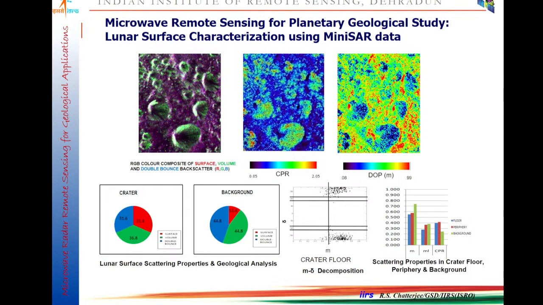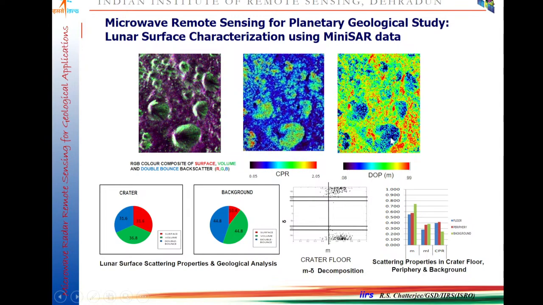Then we have decomposed this polarimetric SAR. This is hybrid polarimetric SAR or compact polarimetric SAR. We have decomposed, and by decomposition we can see what the scattering process is, what the degree of polarization is, and based on that we can infer that in the deep crater, that is the permanently shadowed crater, if you see, a lot of diffuse scattering is taking place where the CPR value is high, okay, and based on the scattering processes we can infer that there is a possibility of having water ice, okay.